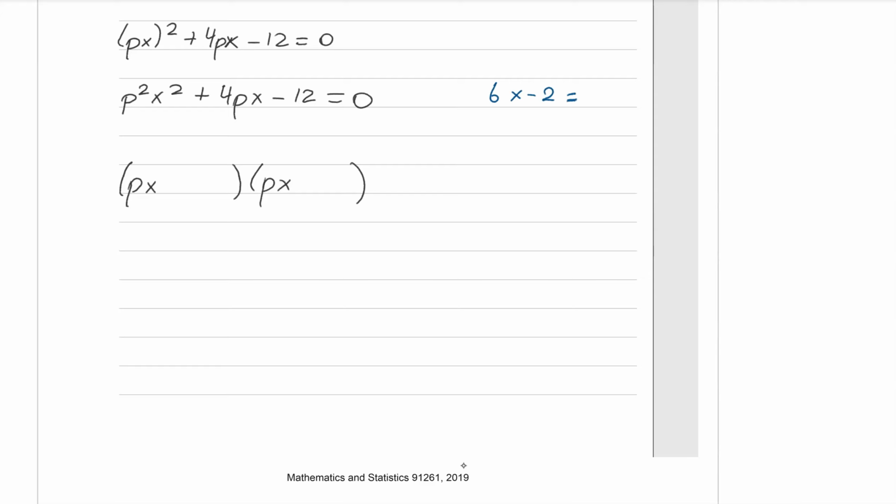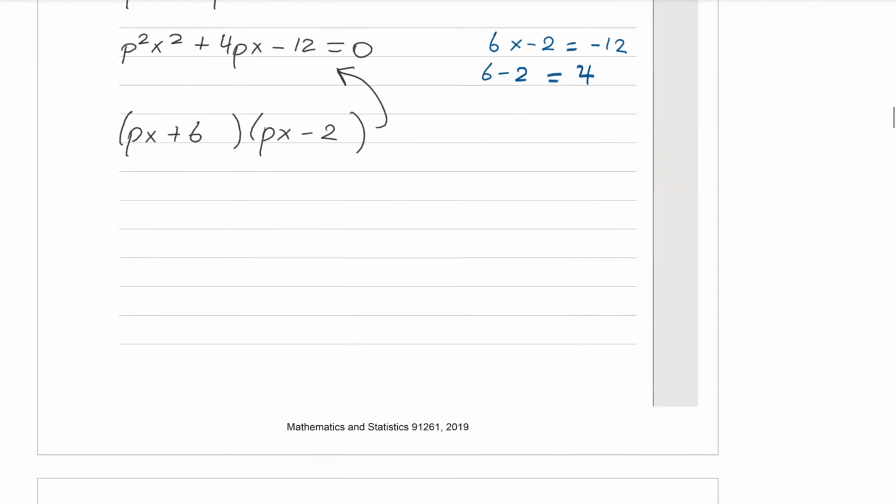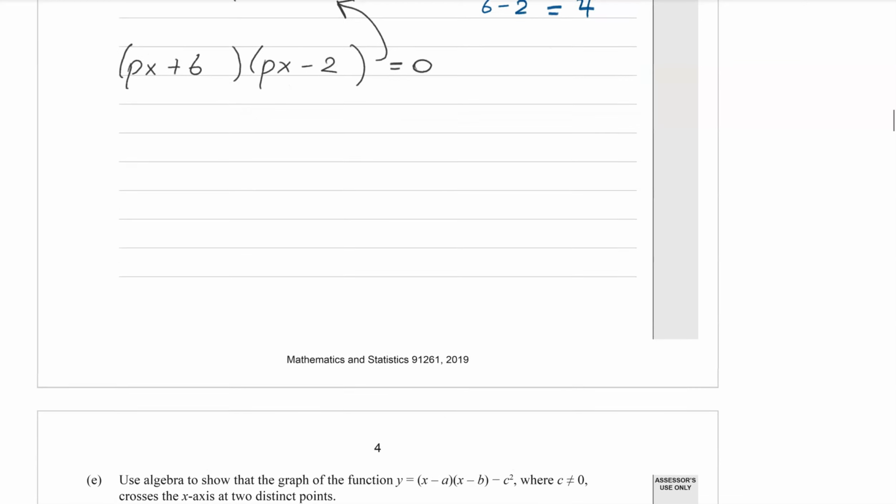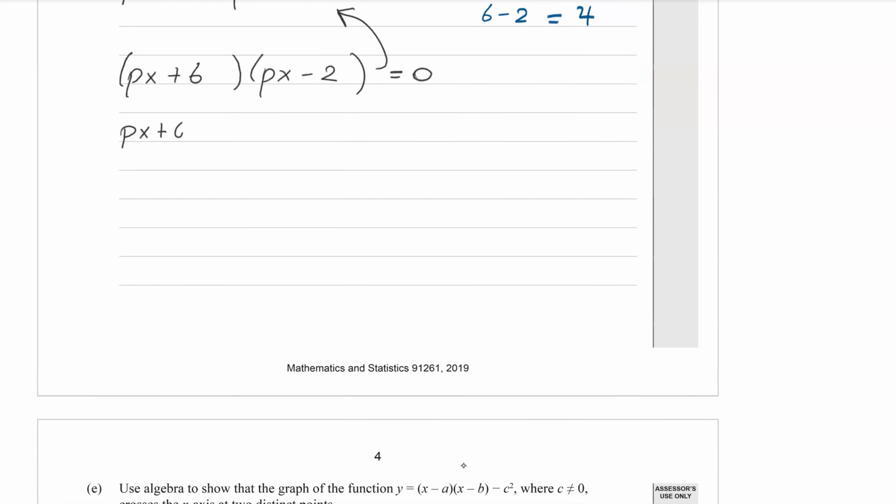So I'm looking at a positive and a negative number. 6 times negative 2 gives negative 12, and we know that 6 minus 2 equals 4. I'm not really worried about the p, because when I multiply it with the p's, it should get there. So if I go over here and write down plus 6 and minus 2, that is what I get. Now, if you want, you can expand this to check if it gives you this. But now I want to solve this. Remember, this equals 0. So we get px plus 6 equals 0, or px minus 2 equals 0.